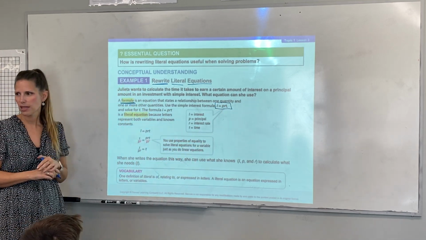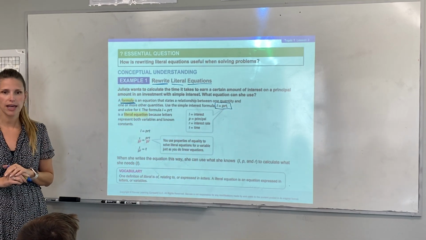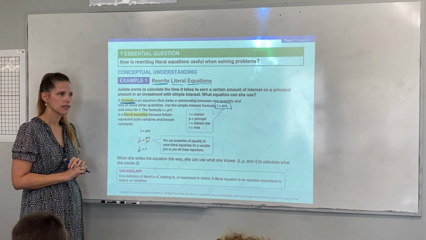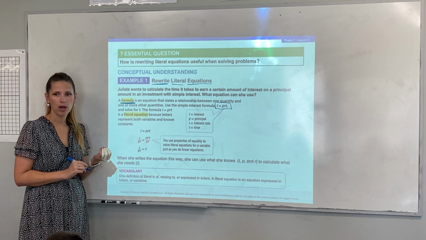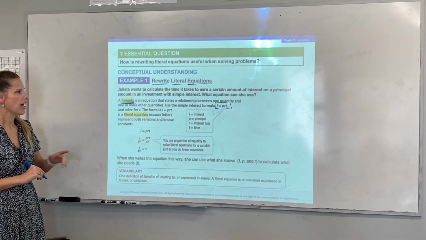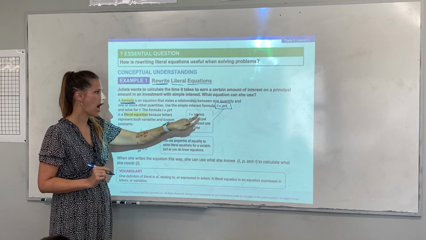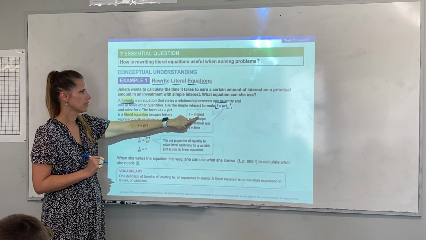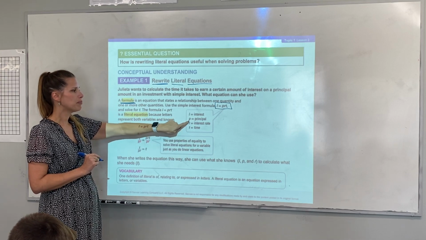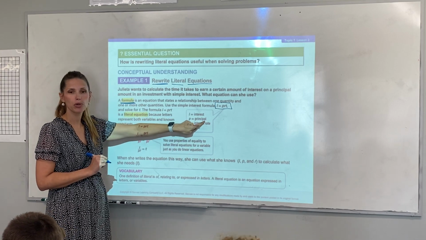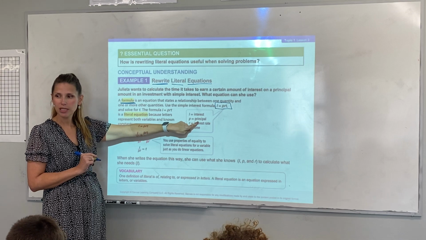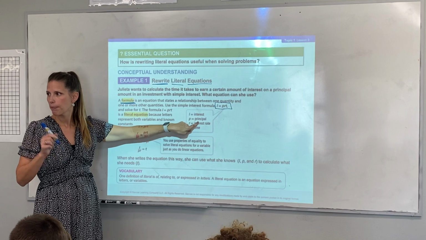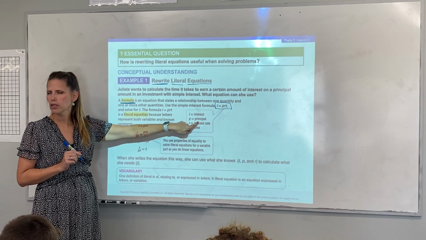Do you see any numbers in that formula? No, it's just letters. Are they random letters? No, they represent very certain parts of this formula. And it gives you a little key here. The I represents the interest. The P represents the principal. Does anybody know what principal means when it comes to investing money, putting money in the bank? It's a rule. A rule?